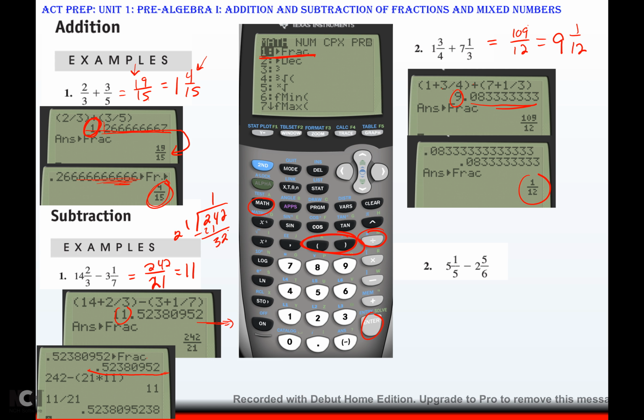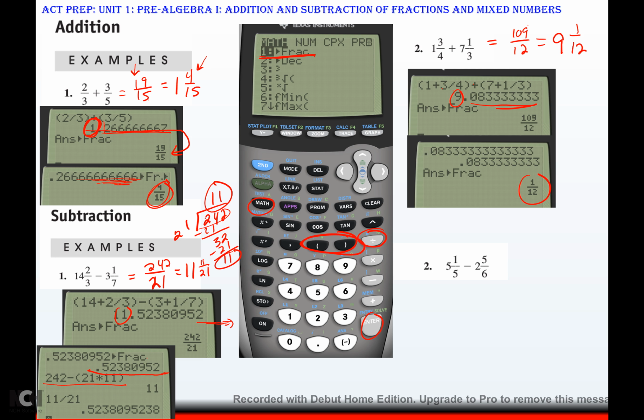Bring down 2. 21 goes into 32 11 times. Take away 21 leaves 11. So it goes 11 whole times, and what's left over is 11. So I have 11, and 11 over 21 would be my answer as a mixed number. And that's what I did here.